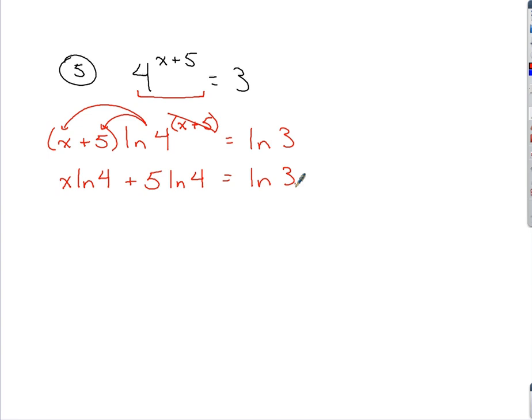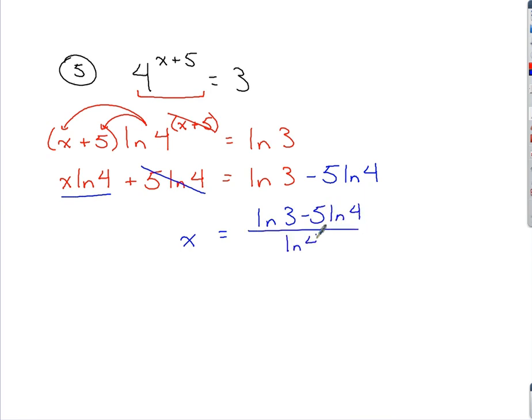at which point I've got all my x terms, really just one x term, out in the open, and I want to get that by itself. So take this 5 natural log of 4, subtract it over, and if you're solving for x, this is now moved over, I'd be dividing by the natural log of 4, right? It's just a number attached to x. So if I divide that over, you've got x equals the natural log of 3 minus 5 natural log of 4 over natural log of 4.